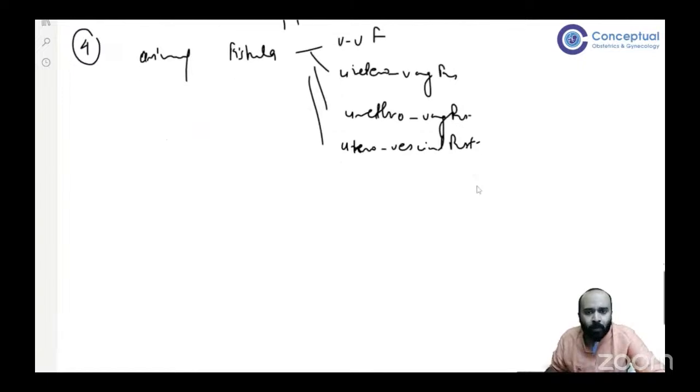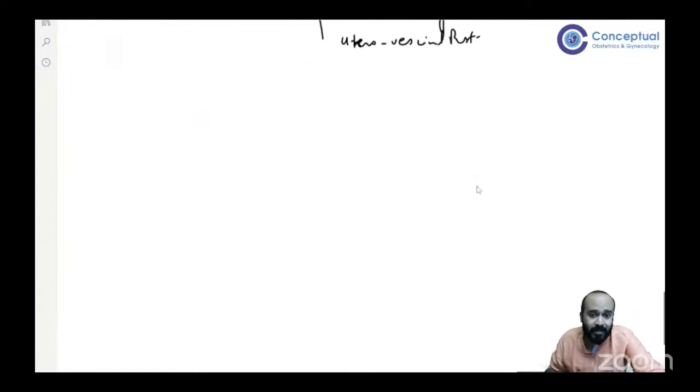So when I'm talking about all these types, especially stress and urge incontinence, what are the reasons which make women be at a higher risk of getting this?